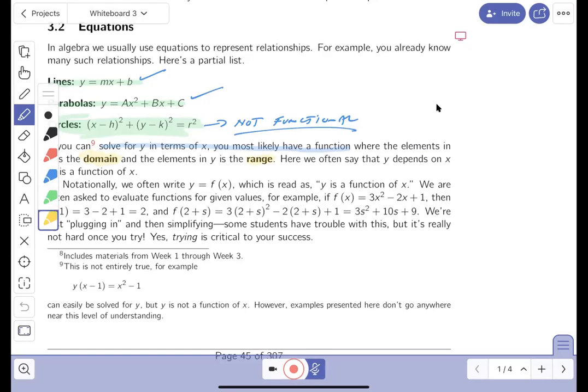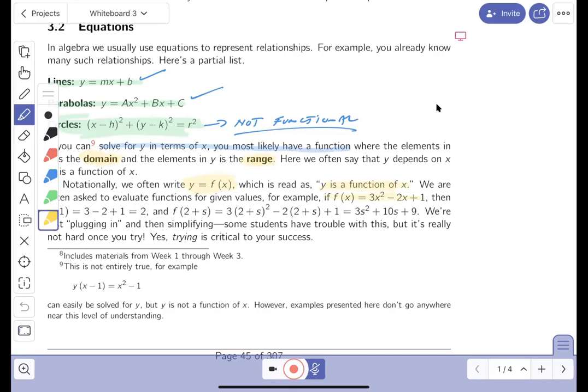Range is tough for students, and I want to point out why it's tough. It's the y values. So the domain is the x values, the range is the y values. The way we do this is visually, and we'll go through examples, all right? Notationally, we say y is a function of x. That's notational, right? We read it as y is a function of x, all right? So they're going to ask you questions about this. They're going to ask you evaluation questions.